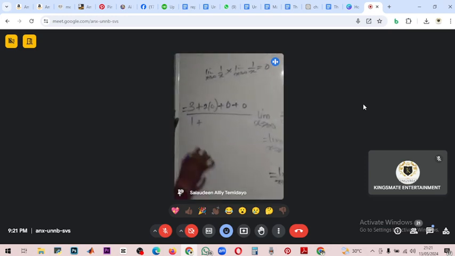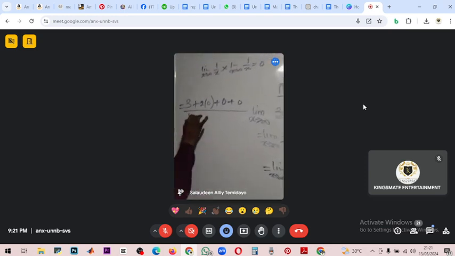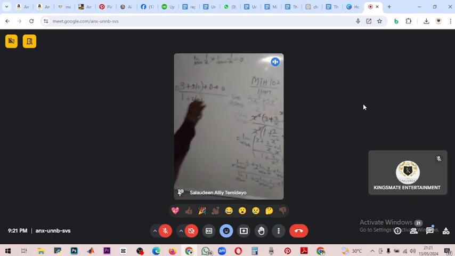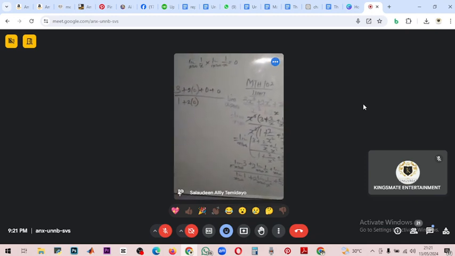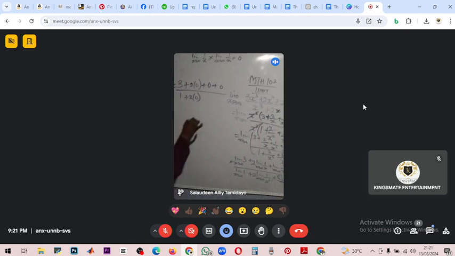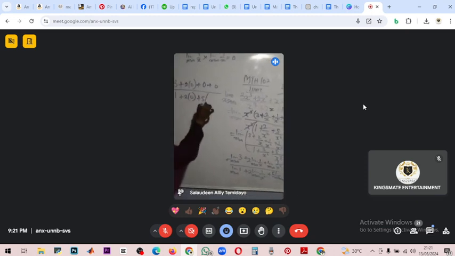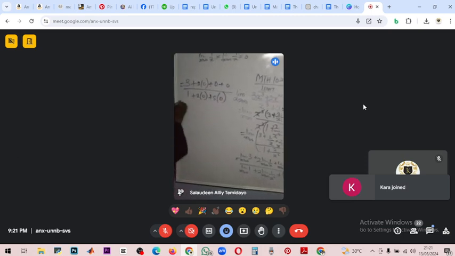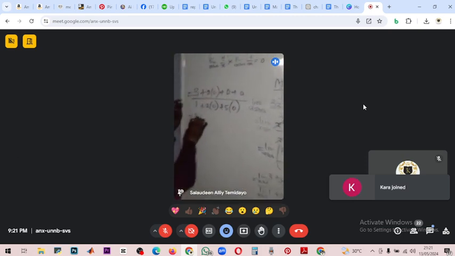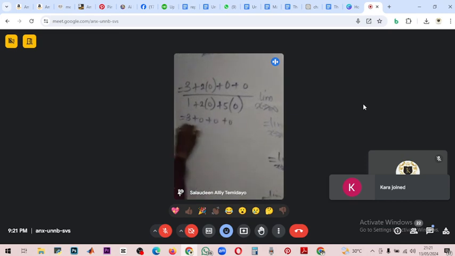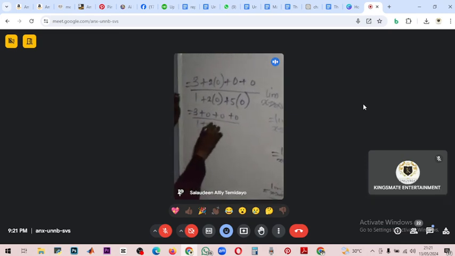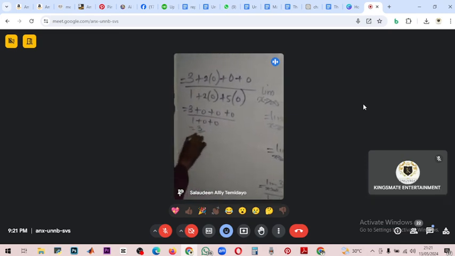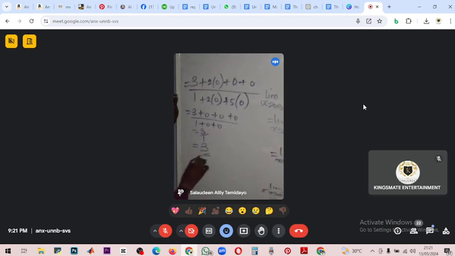Limit as x goes to infinity of 1 over x squared is 0, so that is 2 times 0, plus 5 times the limit as x goes to infinity of 1 over x cubed, which is also 0. So here we have 3 plus 0 plus 0 plus 0 over 1 plus 0 plus 0. The answer is 3 over 1, which is 3.